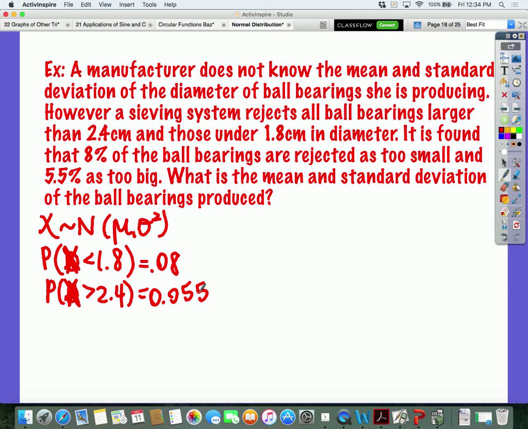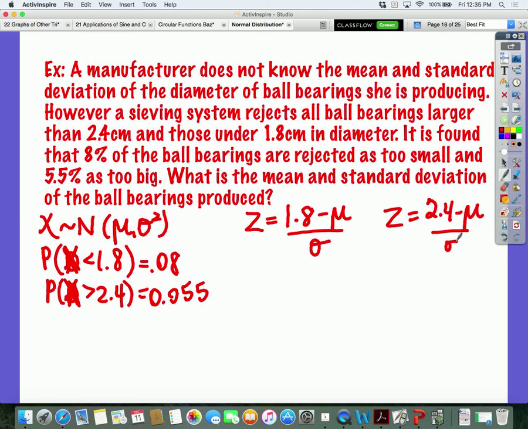So what we're going to do is standardize these values so that we can set up an equation of some kind to figure out our mean and standard deviation. For these two situations we're going to have two different expressions: 1.8 minus the mean over the standard deviation, and 2.4 minus the mean over the standard deviation, because we have two values that are being rejected. If it's less than 1.8 it's rejected, and if it's bigger than 2.4 it's rejected, and those are their respective probabilities.